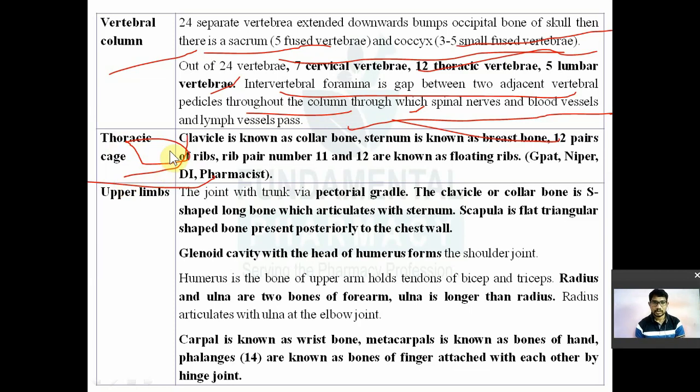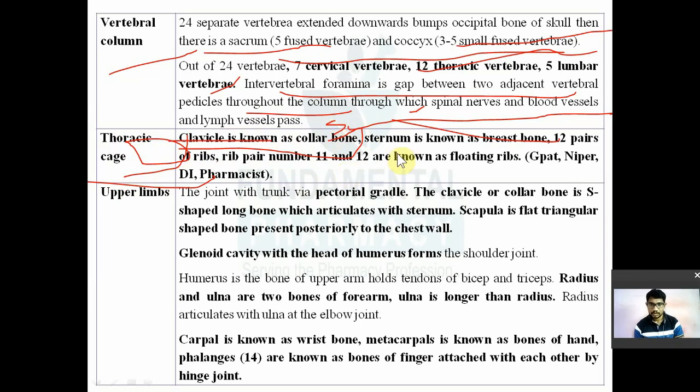This thoracic cage will start from the bone known as clavicle. Clavicle is known as a collarbone. Remember, collarbone is nothing but the clavicle. It is an S-shaped bone. Clavicle is an S-shaped bone.